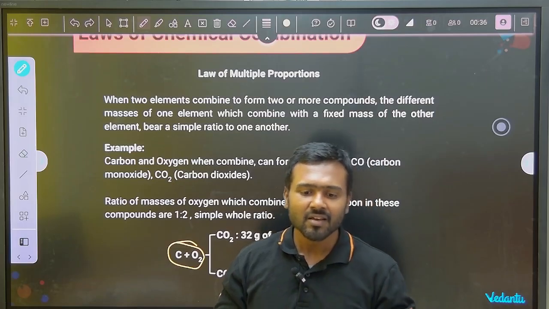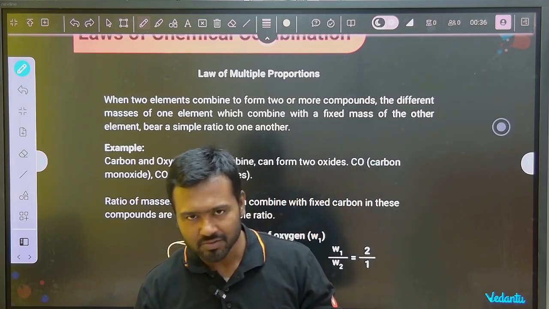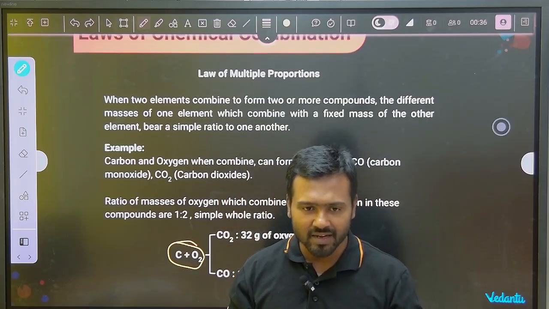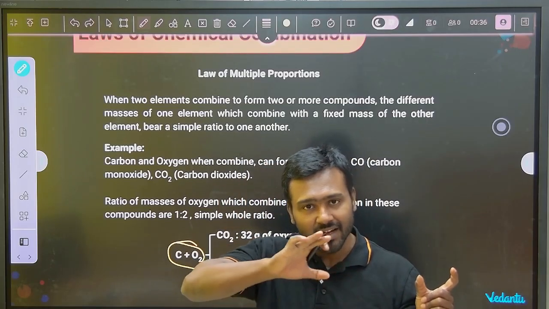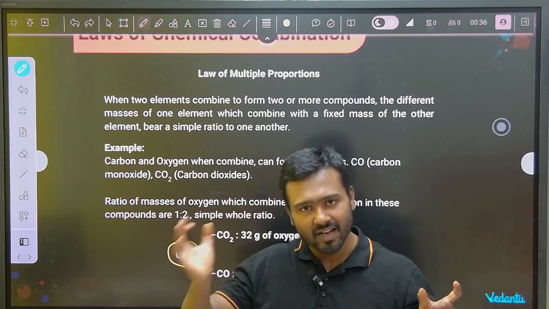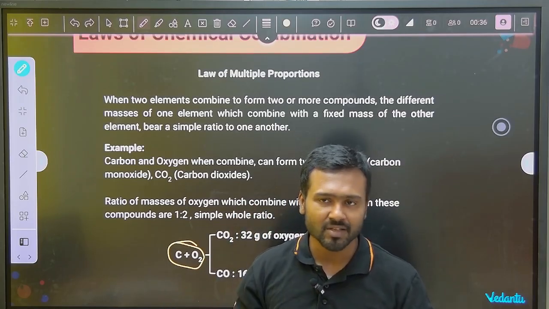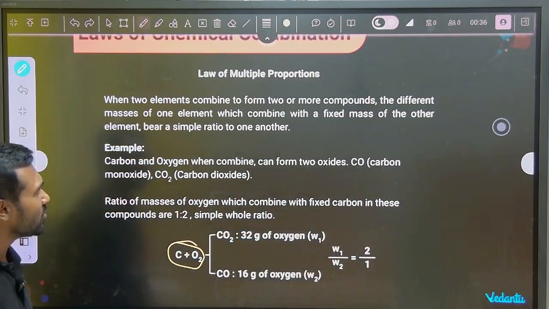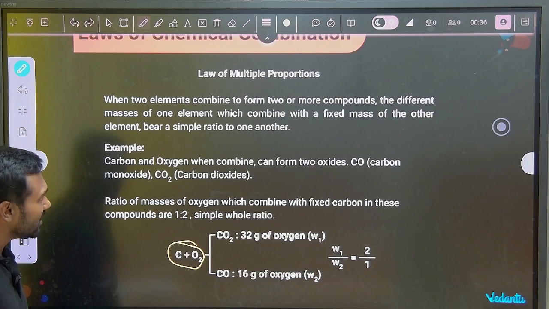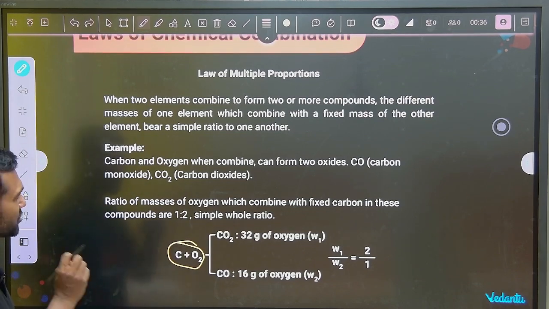That means when two elements are combining and forming more than two compounds, then if you fix the mass of one element and take the ratio of the masses of the other element, you will get a simple whole number ratio. When two elements combine to form two or more compounds, the different masses of one element which combine with a fixed mass of the other element are in a simple ratio.